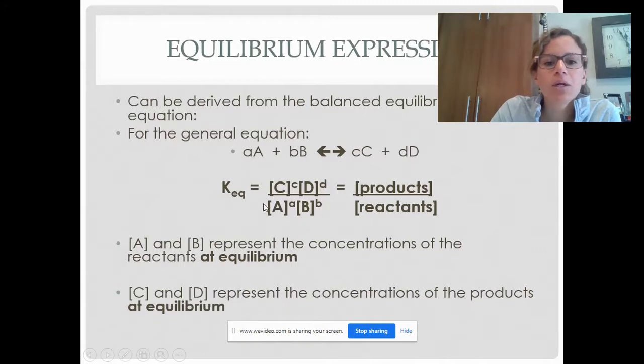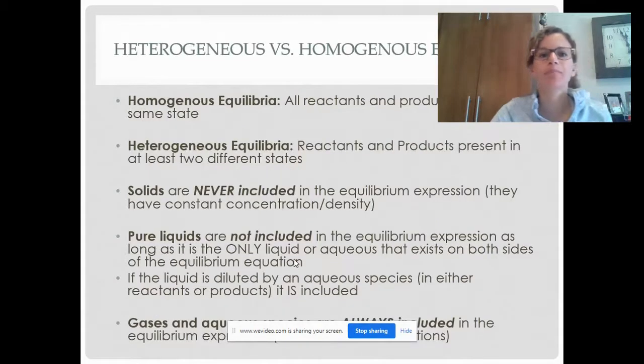The general equation is KEQ equals the concentration of your products raised to the exponent of the coefficient in front. So the concentration of C raised to the exponent little c, times the concentration of D raised to the exponent little d, divided by the concentration of the reactants raised to the exponents of the balanced chemical equation. Remember, all these concentrations represent the concentrations at equilibrium, not the initial concentrations, not the change, but at equilibrium.